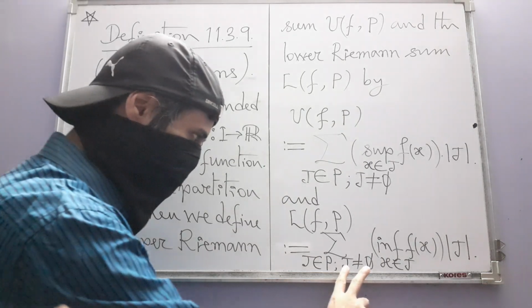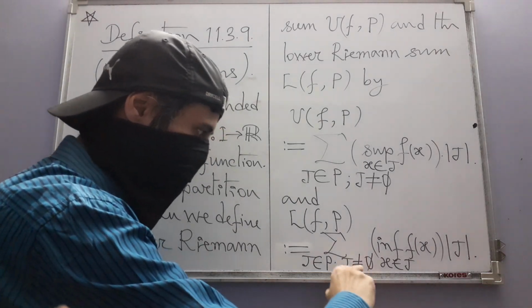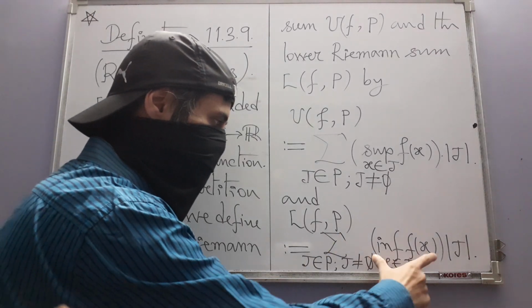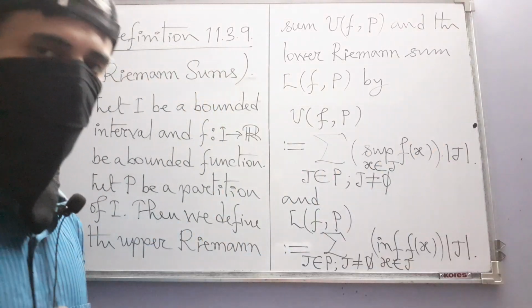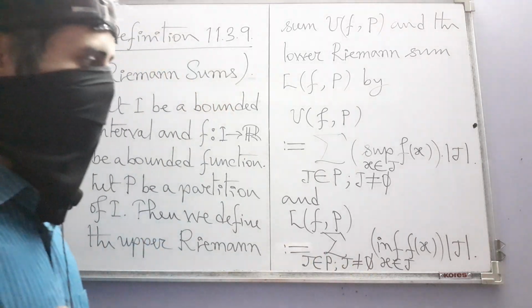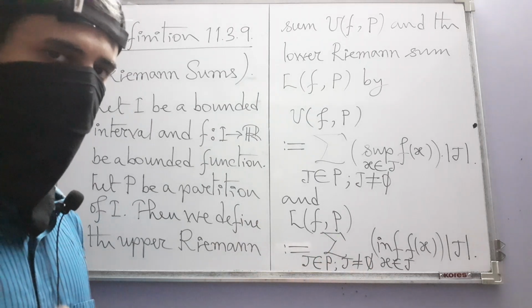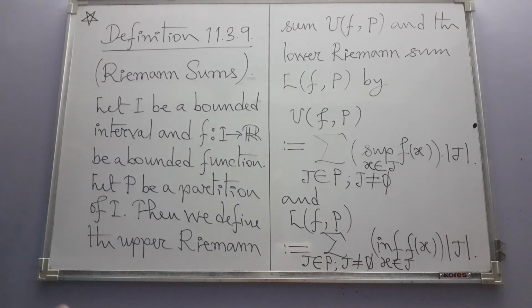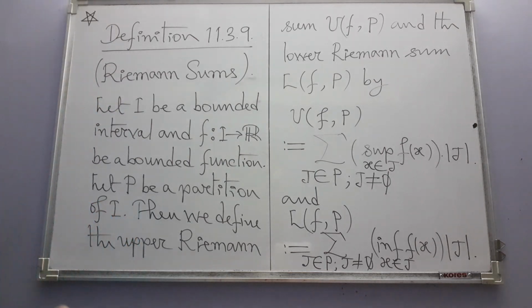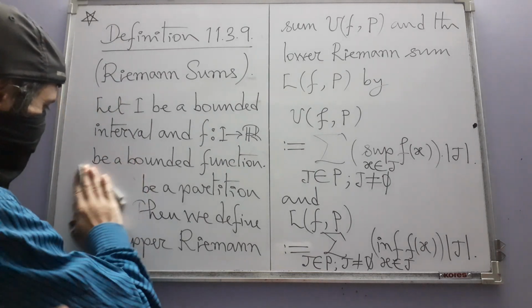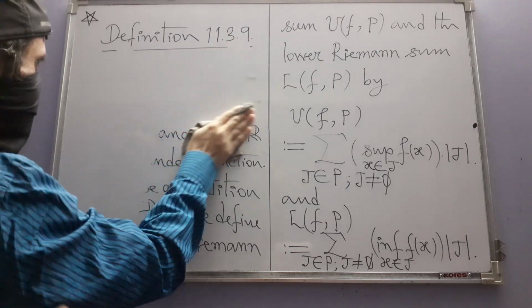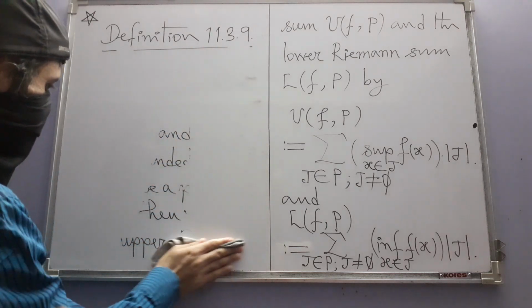Here also, if you drop this assumption that j is not empty, then if j is empty, this infimum will be equal to plus infinity. We do not want that. That is why here also we assume j to be non-empty. And the rest is similar. Okay, so this is upper and lower Riemann sums. And in fact, the very next remark tells us just that: why we need to assume that j is non-empty.